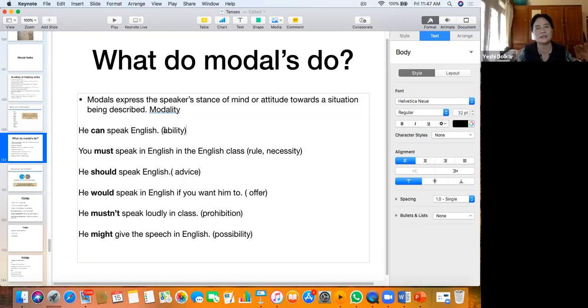So it's about an ability. All right. So, okay. You must speak in English in the English class. You must speak English in the English class.